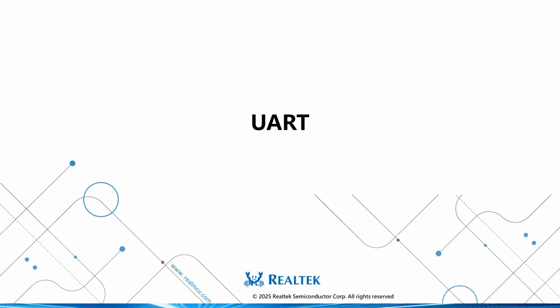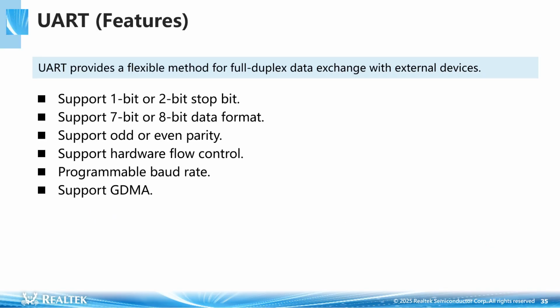Next, we will introduce UART. UART provides a flexible method for full duplex data exchange with external devices. The basic features of UART include the following. Point 1. It supports 1-bit or 2-bit stop bit. Point 2. It supports data formats of 7-bit and 8-bit. Point 3. It allows for configurable parity check. Point 4. It supports hardware flow control with CTS and RTS. Point 5. The baud rate is programmable. Point 6. It supports both transmit and receive DMA.